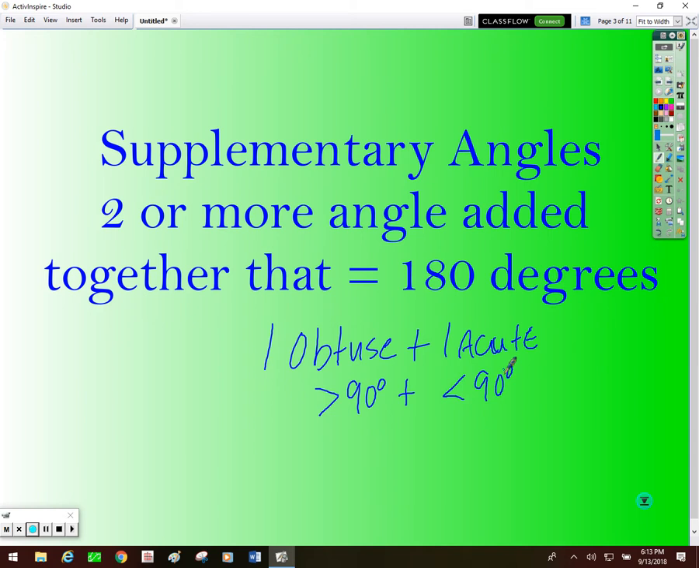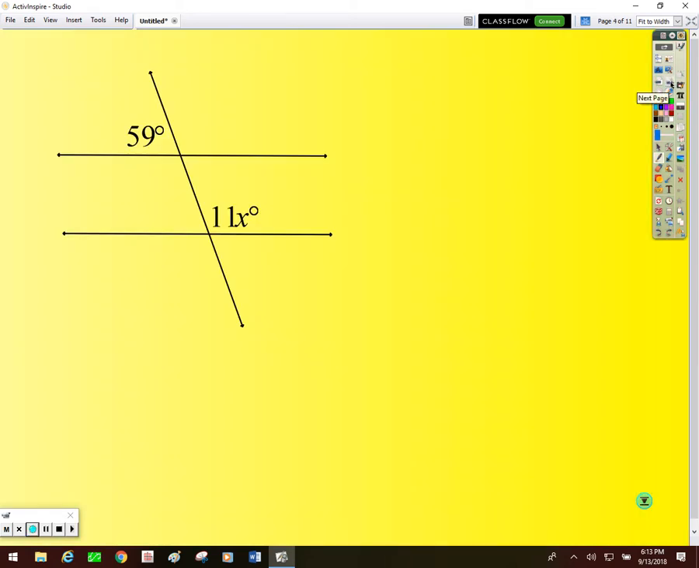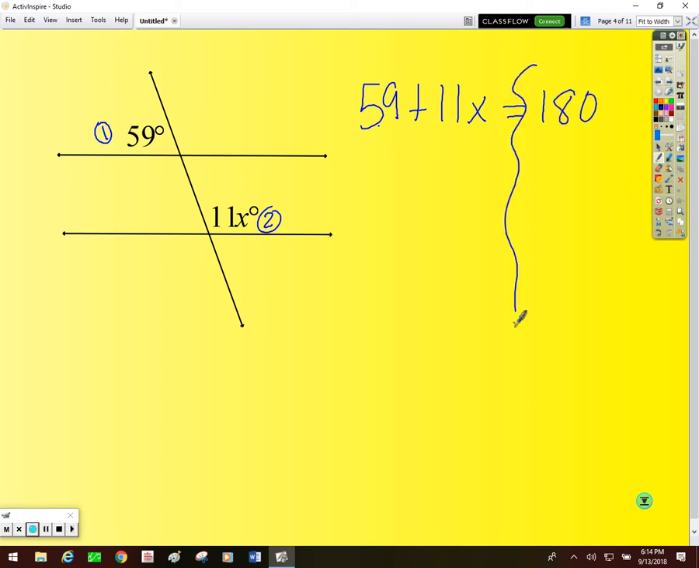So let's take a look at what it looks like. All right, here's our first set: parallel lines cut by this diagonal transversal. We have one angle where we know the measurement is 59 degrees. We know this angle is 11x degrees. What I don't know is the value of x. So we're going to set it up. Remember, it doesn't matter, you can do it either way. I'm just going to do it this way: 59 plus 11x, because that's angle 1 plus angle 2. Remember, the definition was added together. Angle 1 plus angle 2 equals 180, right? Because that's what the measurements are.